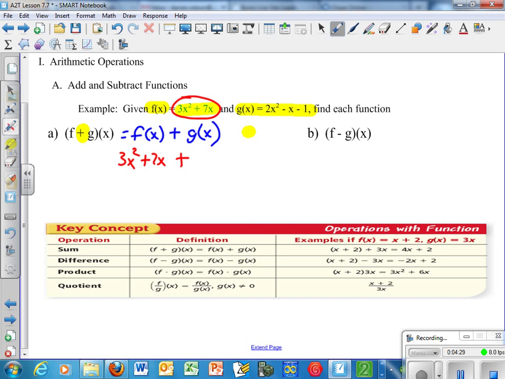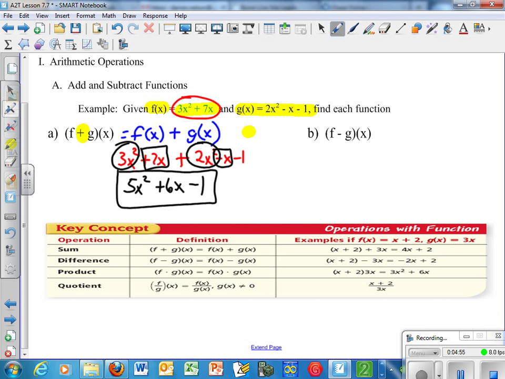Now when we add, we don't need to use parentheses, so 2x squared minus x minus 1. Now we just combine like terms. So if I combine like terms here, I've got 3x squared plus 2x squared, which is 5x squared. I've got 7x and minus x, which is 7x minus 1x, 6x, and then minus 1. So it's 5x squared plus 6x minus 1. So you're just simplifying the expression.